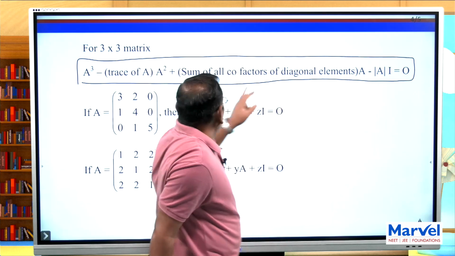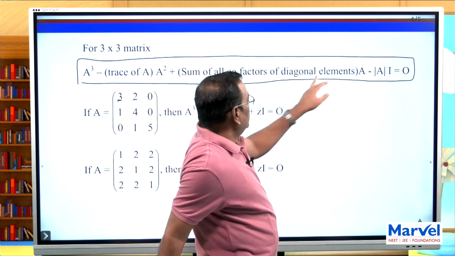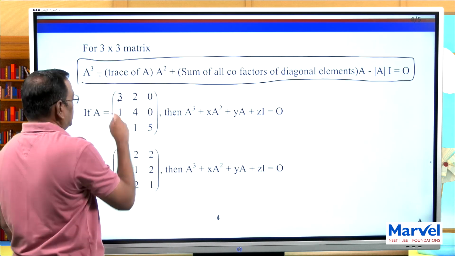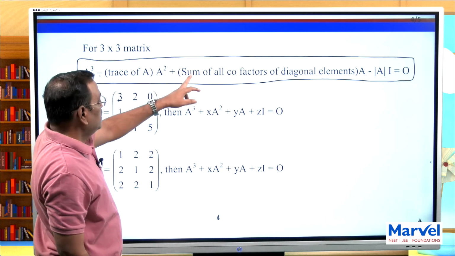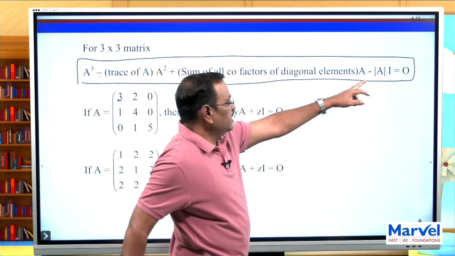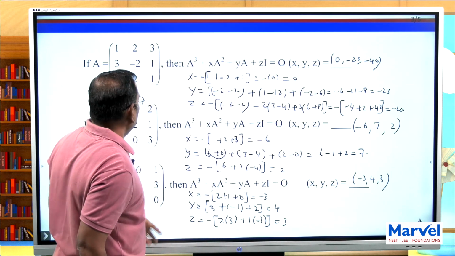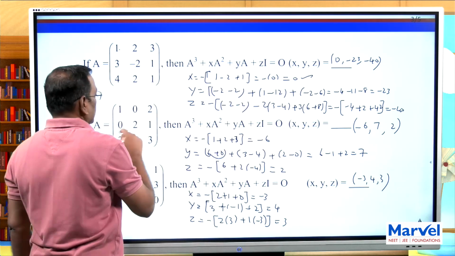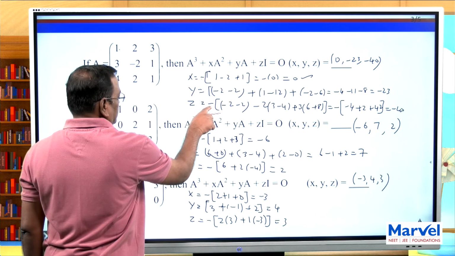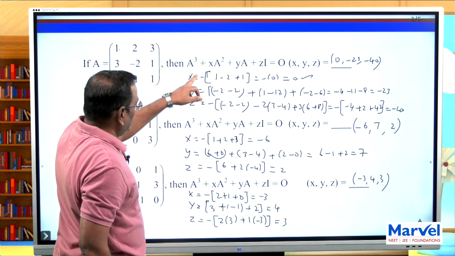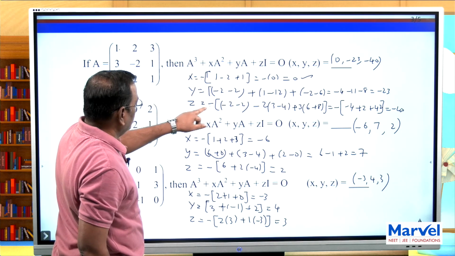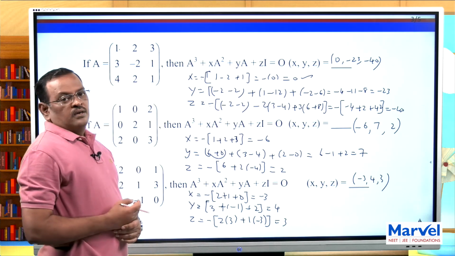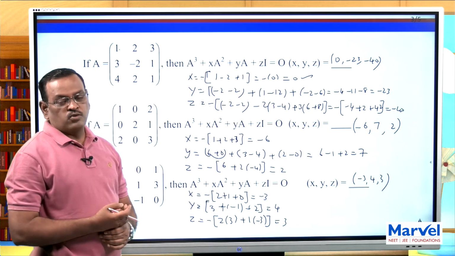That is the reason I am using minus sign for x and z, but plus sign for y. See, again I will explain. A cube minus trace of A into A square plus sum of all cofactors of the diagonal elements into A minus determinant of A into I. Again I will explain here. See here, trace of A, 1 plus 1, 2 minus 2, 0, correct, and that is the reason for the minus. And the minus for the z sign is also there; in all cases I am using minus sign for the coefficient of A square and the coefficient of I, x and z, and y is the sum of all the cofactors of the diagonal elements.